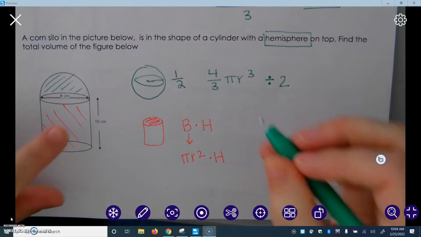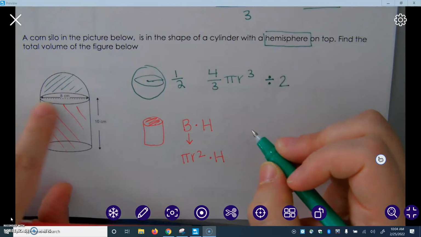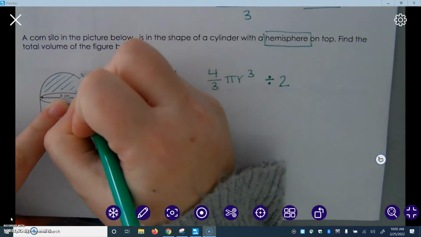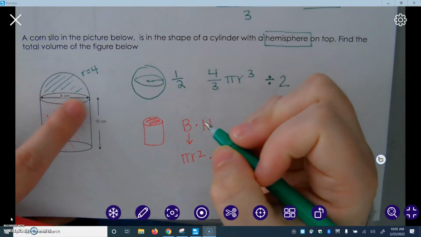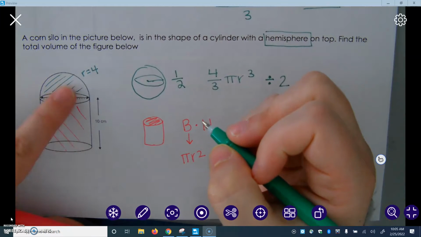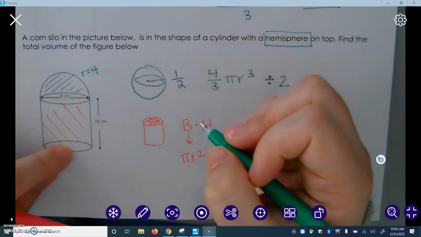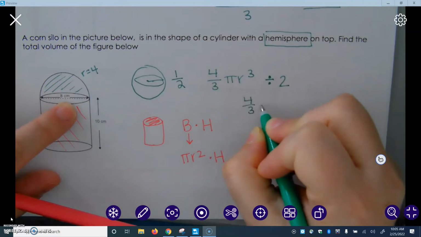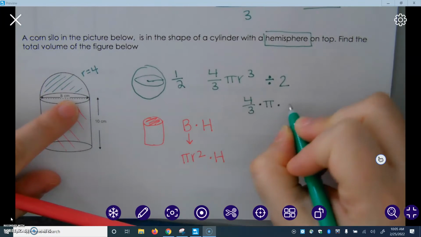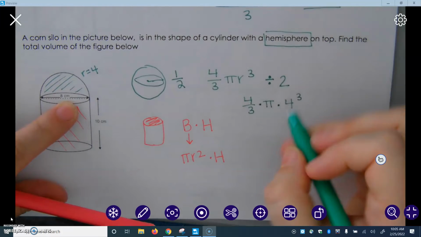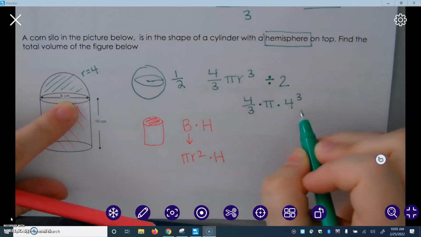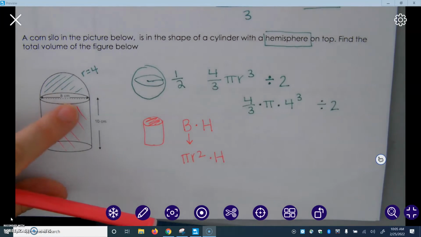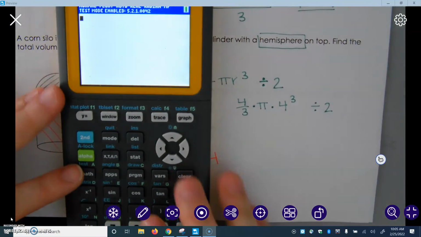All right, so I'm gonna start plugging stuff in. So this line going all the way across is what? The diameter. So if the diameter is 8, that means the radius is 4. And that's for the sphere and for the cylinder. They're like flush up against each other. So my hemisphere, I'm going to do 4/3 times pi times 4 to the 3rd power. I'm going to figure out what that equals in my calculator, and then I'm going to divide that number by 2 because I only have half of a sphere. So let me get my calculator.